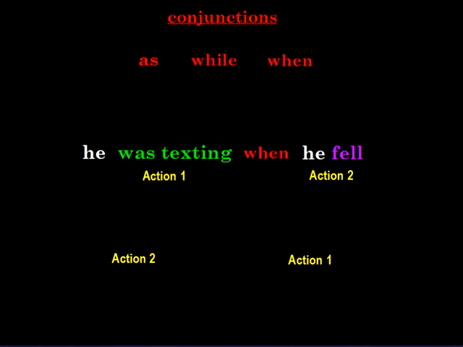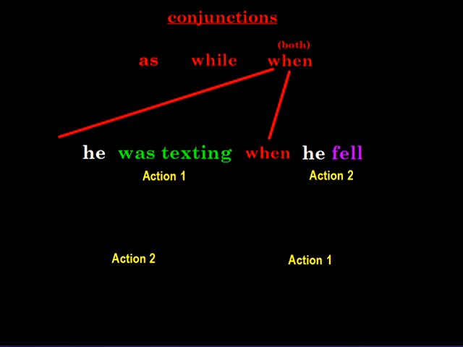I can use it with the simple past here, when he fell, or I can put it here with the past continuous. And I can say, when he was texting, he fell. So when is kind of special because when can go in two places. It can go with the past continuous, when he was texting, he fell, or I can put it with the simple past and I can say he was texting when he fell.